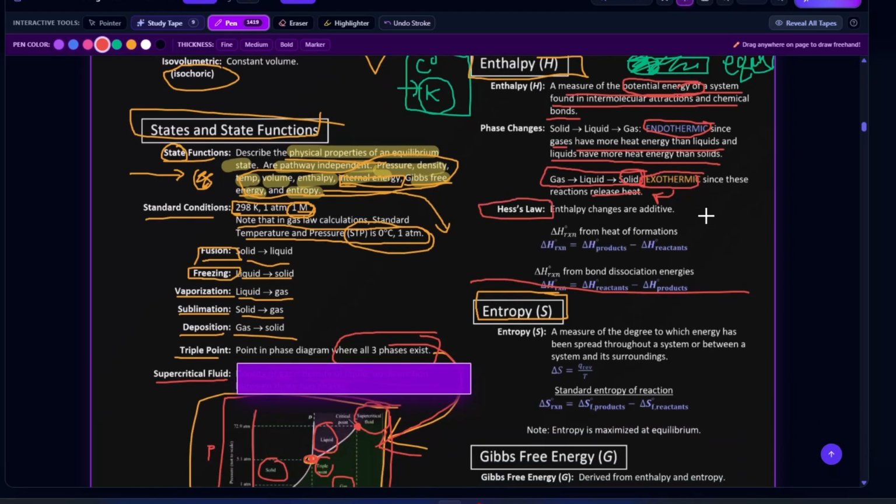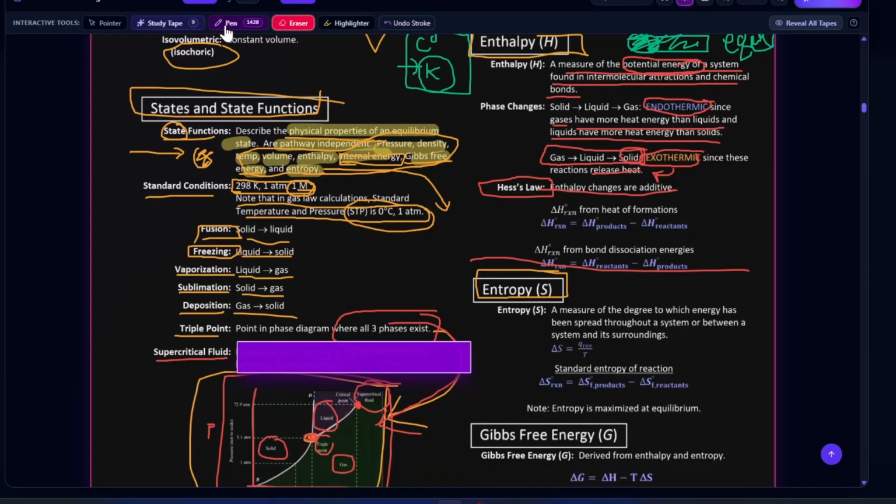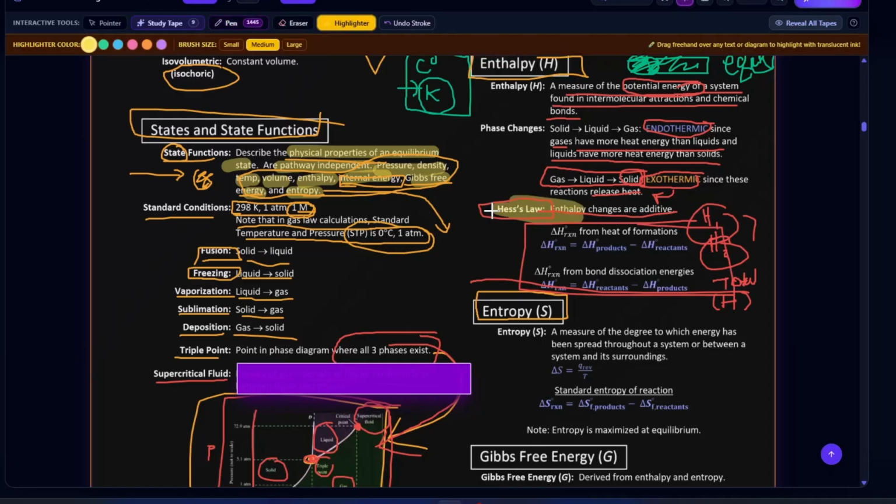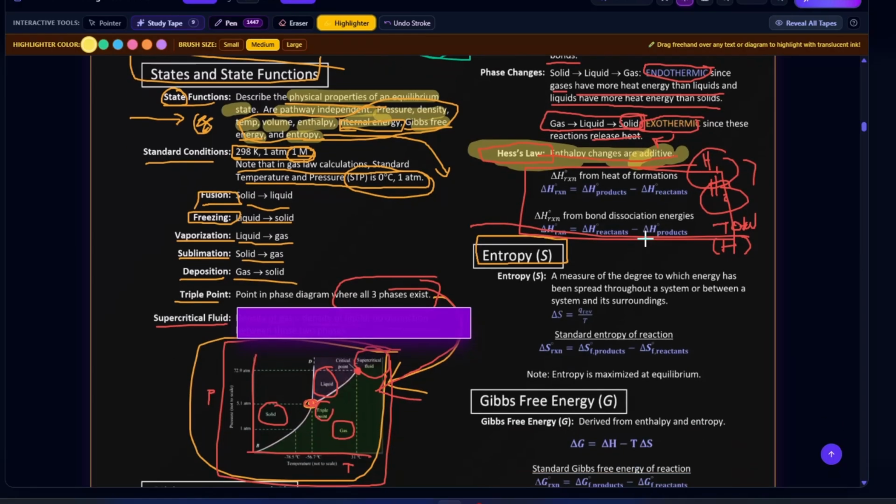Hess's law is an important law, and it's basically that enthalpy changes are additive. So if someone gave you H1 of one reaction and H2 of another one, you can add them together to get the total enthalpy, total H, of the reaction. You want to do practice questions for this, and I can't stress it enough: do as many practice questions for Hess's law as possible.